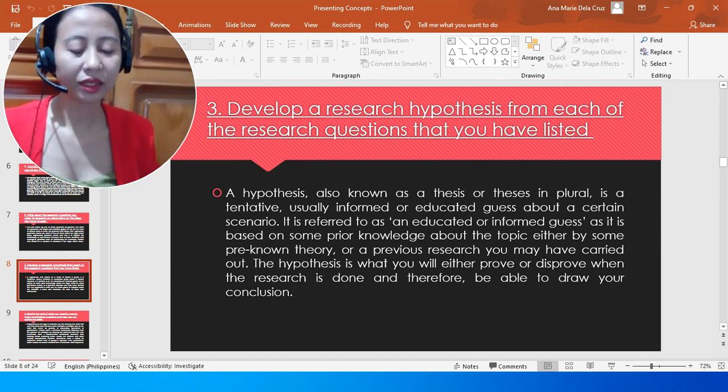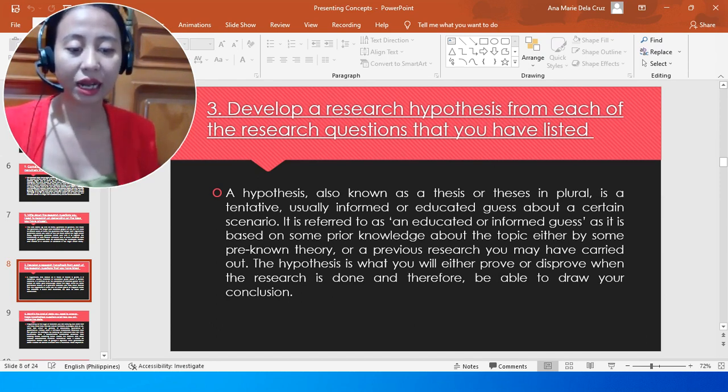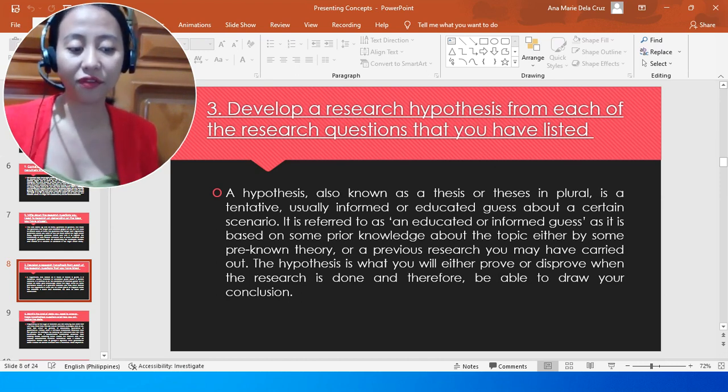It is referred to as an educated or informed guess, as it is based on some prior knowledge about the topic, either by some pre-known theory. Dapat may idea ka. It could be a theory or a previous research you may have carried out. The hypothesis is what you will either prove or disprove when the research is done, and thereof be able to draw your conclusion. You cannot draw your conclusion without your hypothesis. Okay?